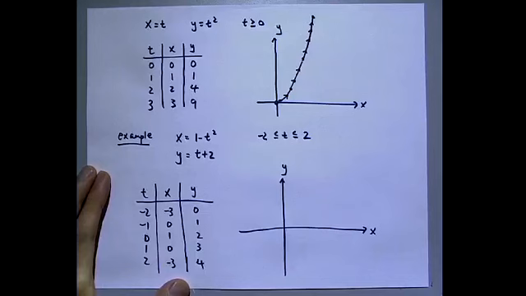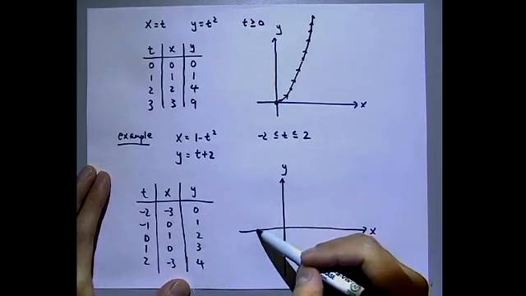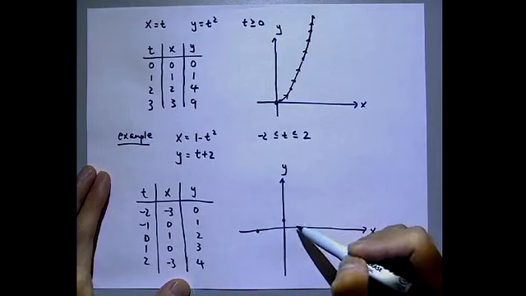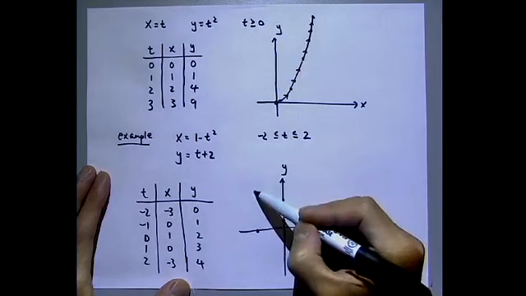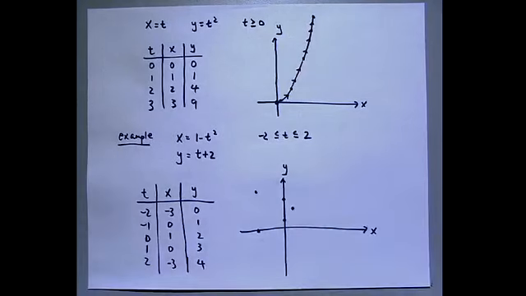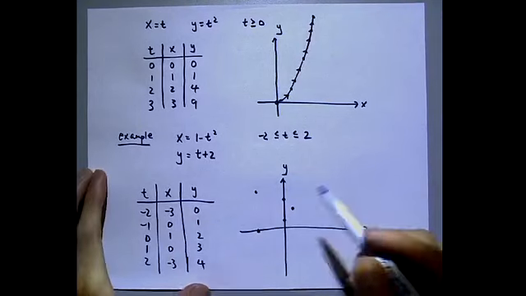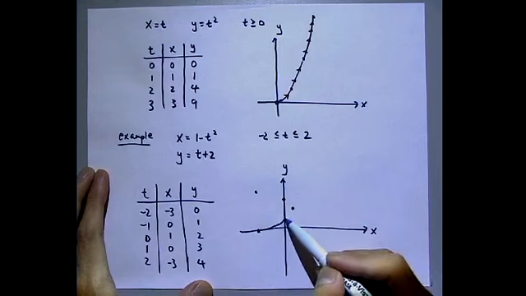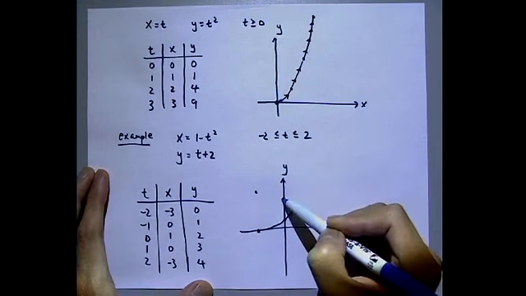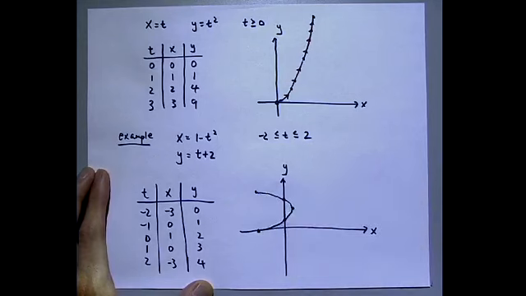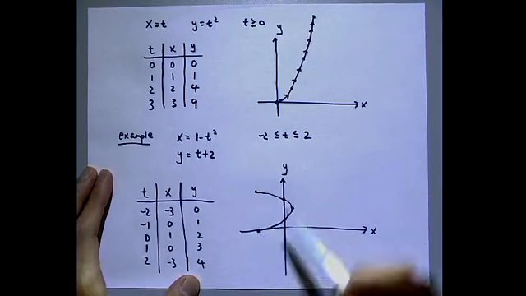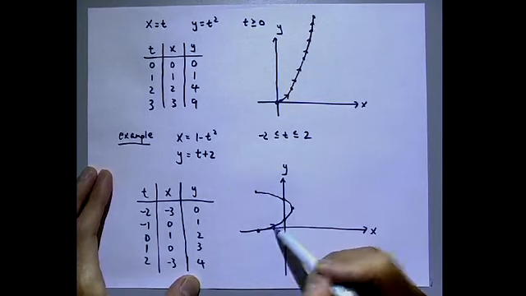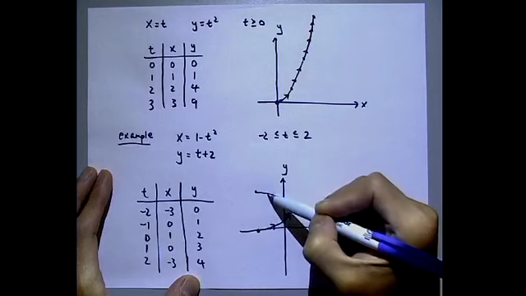Okay? All right, let's put the dots on there. Minus 3, 0, right here. 0, 1, 1, 2, 0, 3, minus 3, 4, 5. There we go. Here we got a sideways parabola, and we also know the direction. We know we started here, we ended here. So that's the direction that we traveled in.